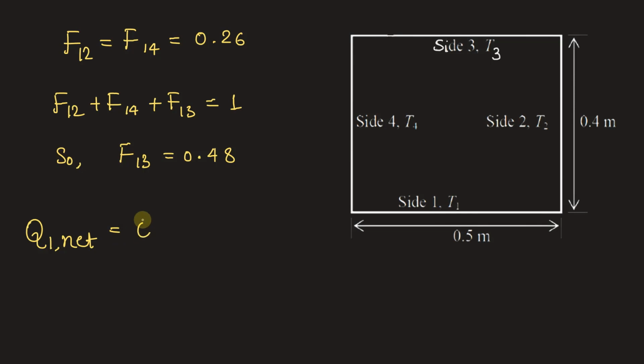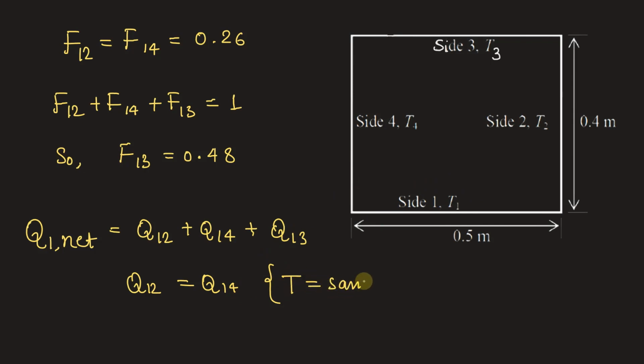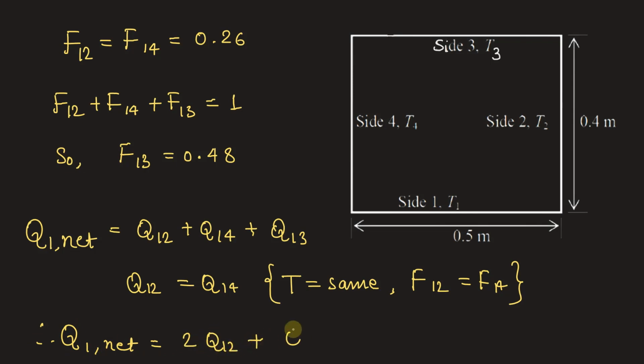Now the net radiation heat loss or gain on side 1, let's write Q1 net for this. This will be equal to Q12 plus Q14 plus Q13. Now we know that Q12 will be equal to Q14 because the opposite surfaces are at similar temperature and same view factor, right? Therefore we can write Q1 net will be equal to 2 times Q12 plus Q13.